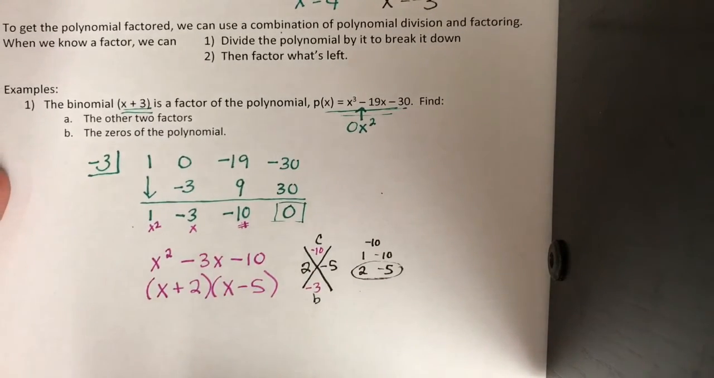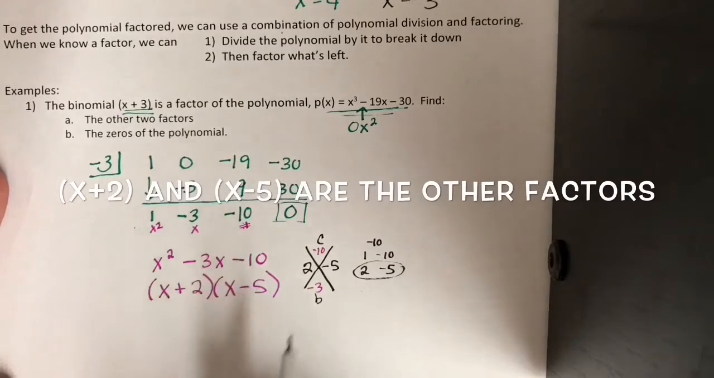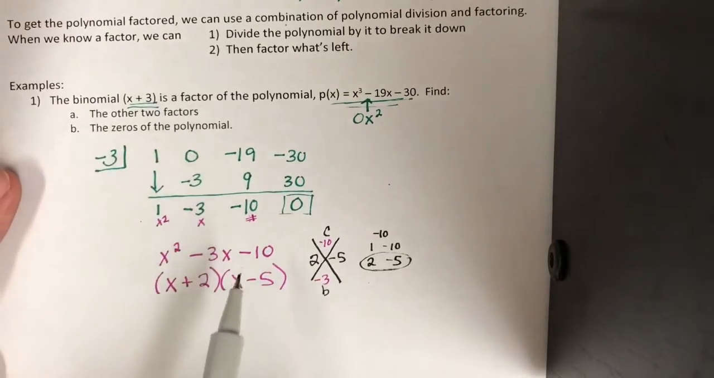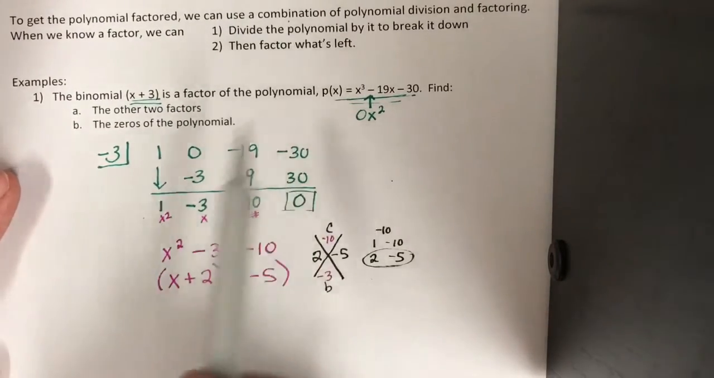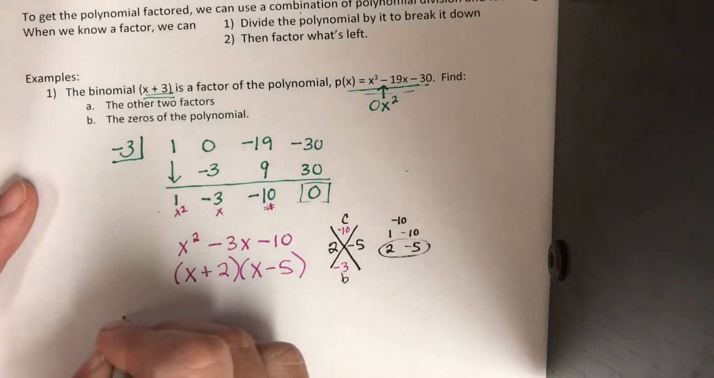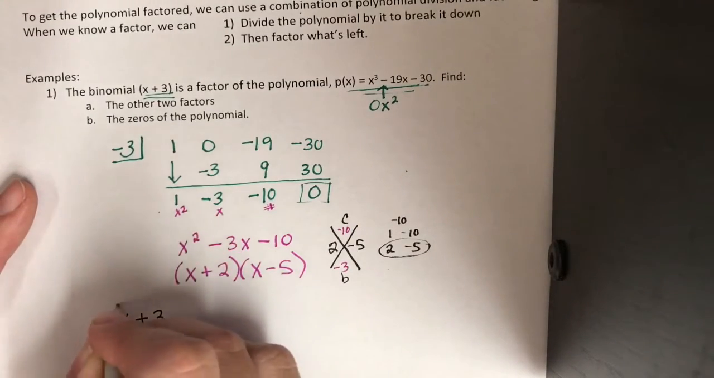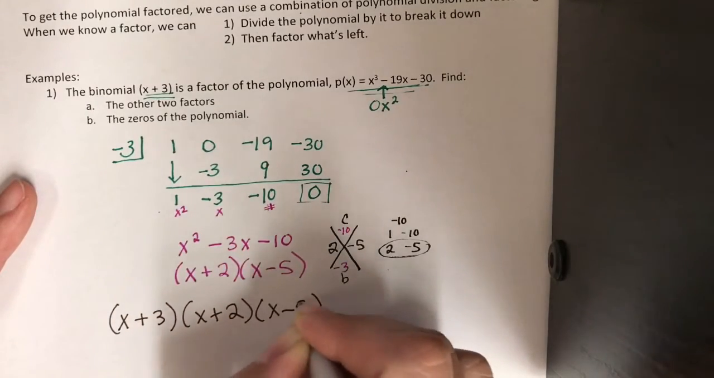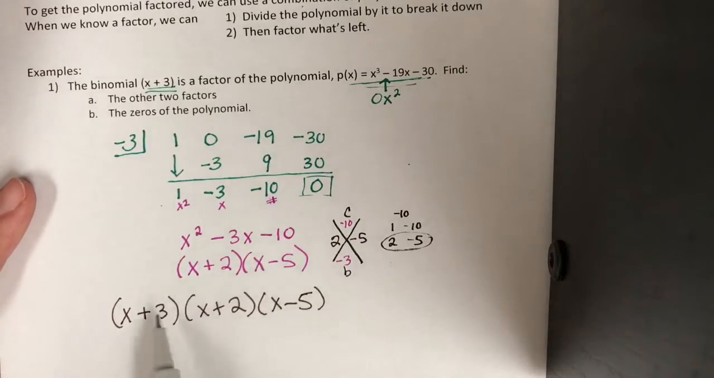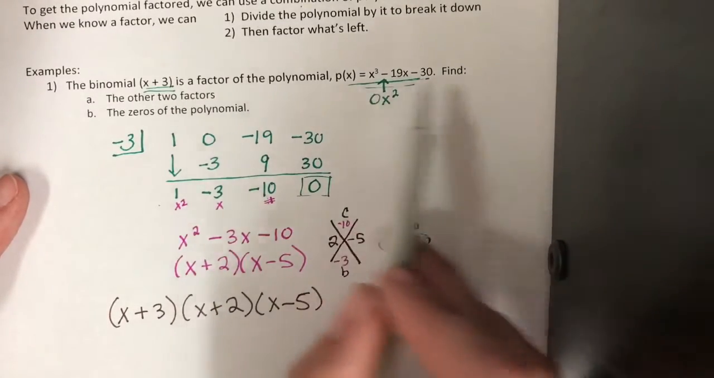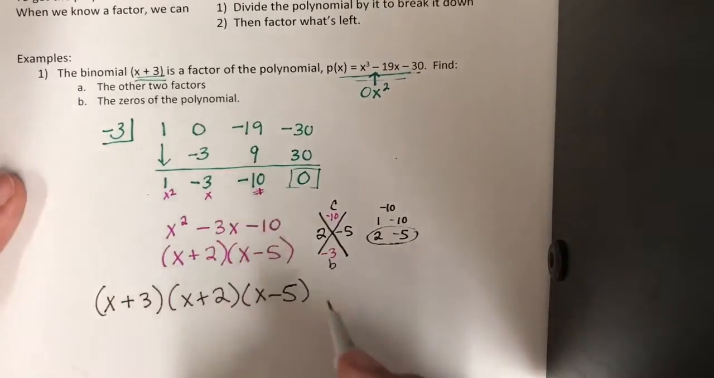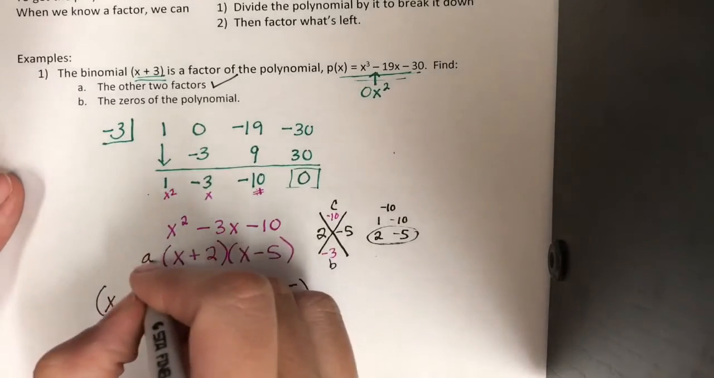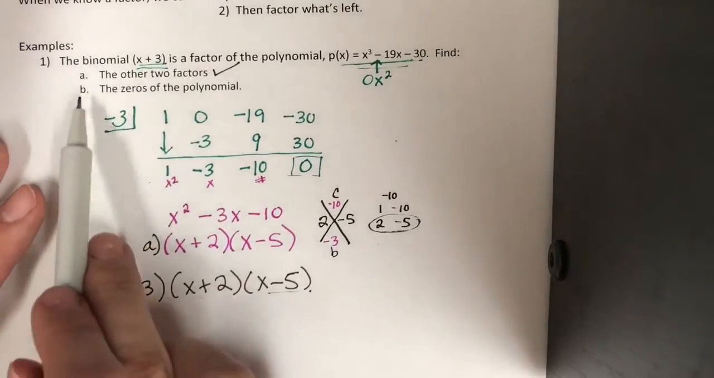All right. So now I have factored this, and I also originally knew that x plus 3 was a factor. So if I want to have the full factored form of my polynomial, I should put all of my factors. So that means x plus 3, x plus 2, and x minus 5. So all three of these were factors of our original polynomial. And so I found the other two factors, right? That was x plus 2 and x minus 5. So that's part A.